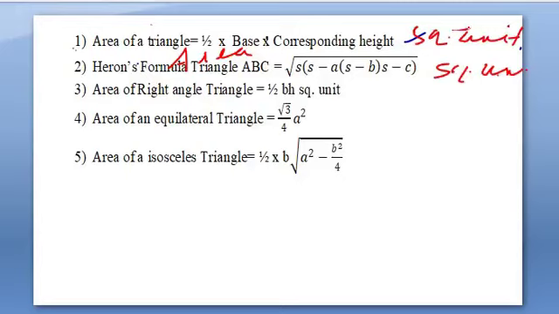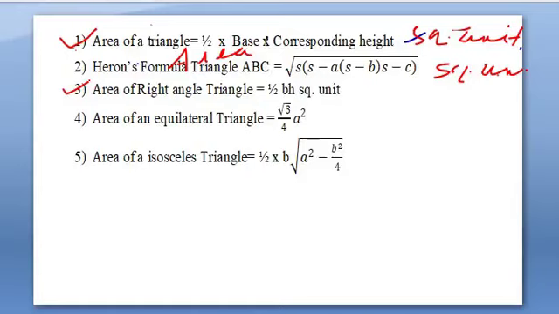Then the area of a right triangle is the same, half into base into height. Then area of an equilateral triangle is root 3 by 4 s square. How you get that area is there in your book, Example 2, we will do that one. Then area of an isosceles triangle equals half into base into root over of s square minus b square by 4.